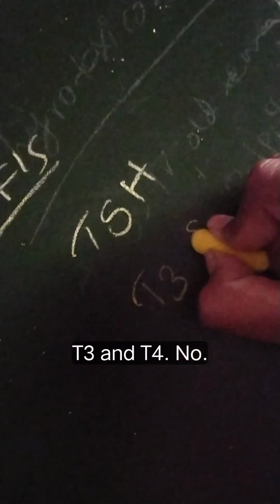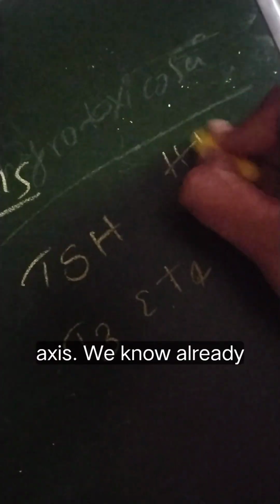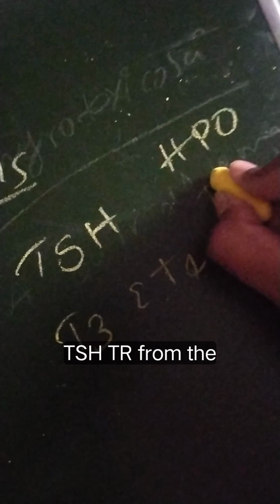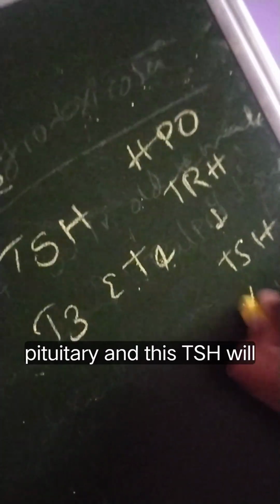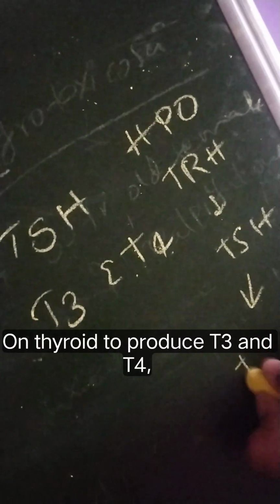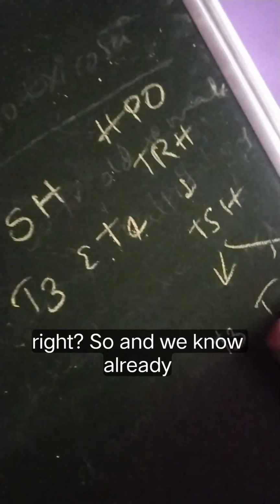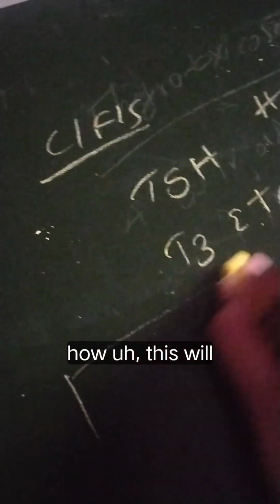Okay, let's discuss. You are the senior PG there. So coming to clinical features, before that, what is the etiology? We know the HPO axis already: TRH from the hypothalamus, TSH from the pituitary, and this TSH will act on the thyroid to produce T3 and T4, right?